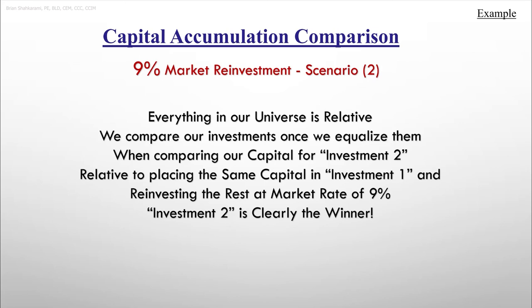Something on its own has no relativity. If I'm number 1, 2, or 3 in a marathon, this is hopefully compared to at least 50 other people in the race. By the same token, we are comparing our capital for investment 2 versus breaking the same capital and placing it in investment 1 and then reinvesting its remainder in the market at a market rate of 9%. It's a no-brainer. Investment 2 is clearly the winner here.